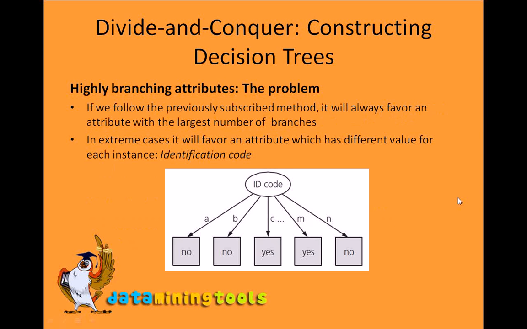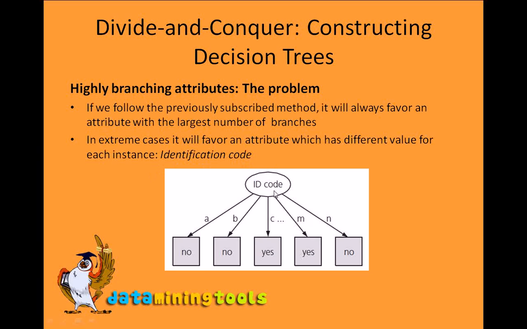Now there are some cases where we do have some problem with this divide and conquer technique of building a decision tree. One of the problem cases is when we have highly branching attributes. If we follow the previously described method, it will always favor an attribute with the largest number of branches. In an extreme case, it will favor an attribute which has a different value for each instance. This particular type of attribute is what we call identification code.